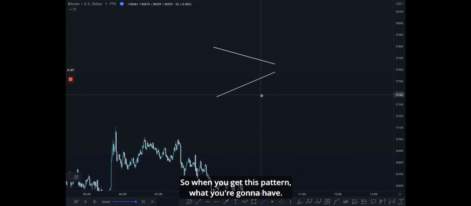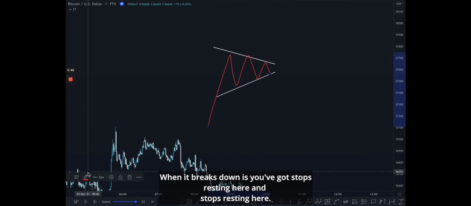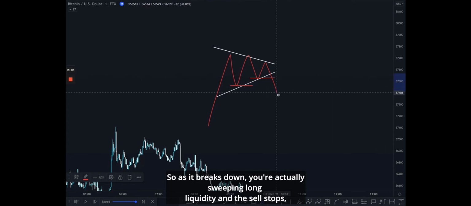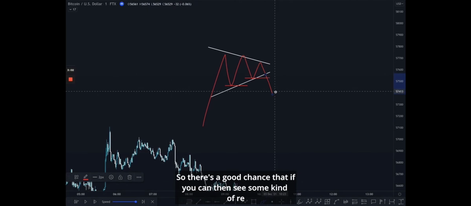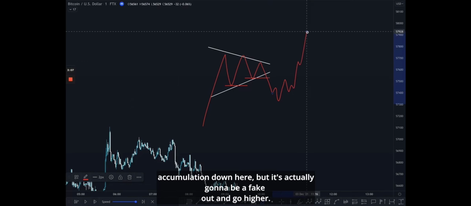So when you get this pattern, what you're going to have when it breaks down is stops resting here and stops resting here. So as it breaks down, you're actually sweeping long liquidity, and longs are getting stopped out or liquidated. So there's a good chance that if you can then see some kind of reaccumulation down here, it's actually going to be a fake out and go higher.